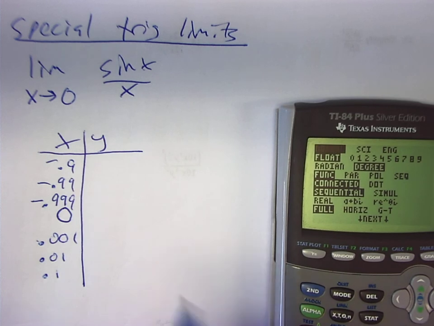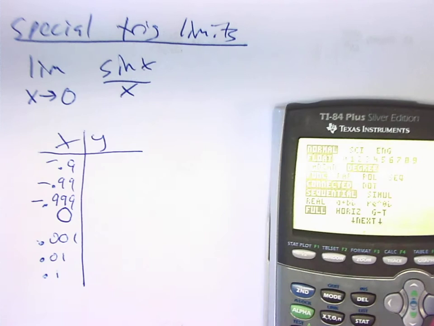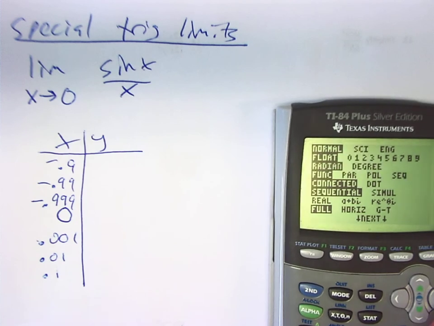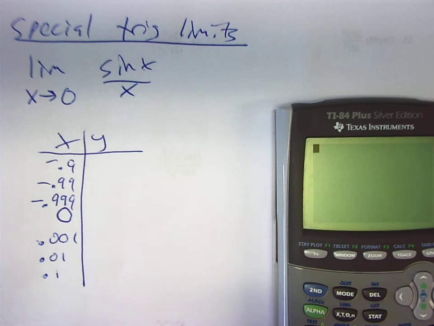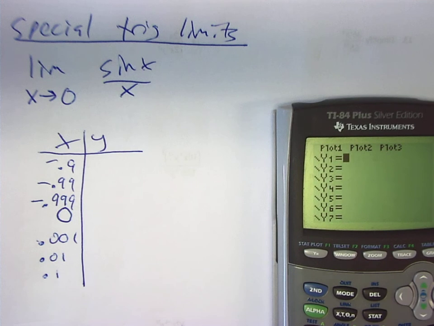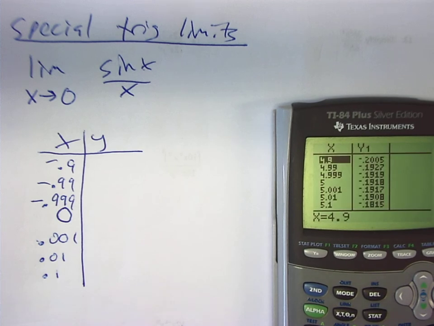Let's go ahead and change this to radians. Always in radians. And let's type it in, sine of x. That's the numerator, and we're dividing by x. Table. All right, let's change these values to negative 0.9, negative 0.99, negative 0.999.